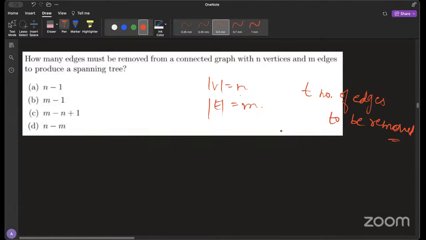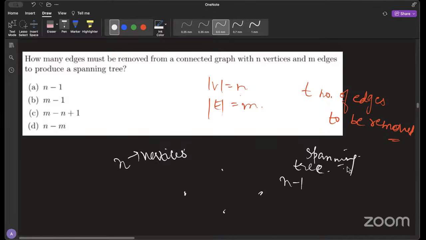So if you have a spanning tree, we know, let's say you have n vertices. Let's say you have 3 vertices, or let's say 4, and if you want a spanning tree, then the number of edges there would be n minus 1, right? So if n vertices are there, then the number of edges in your tree, or a spanning tree.